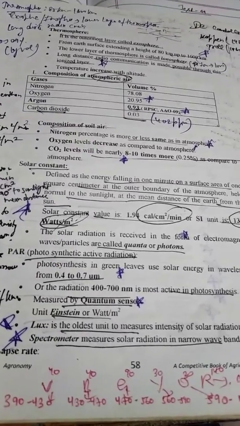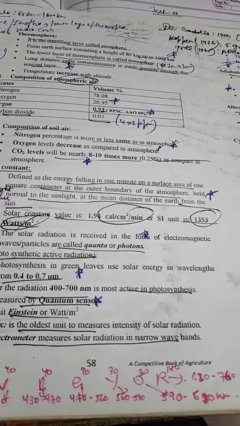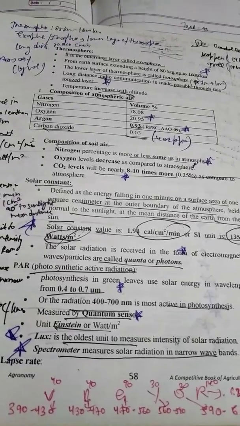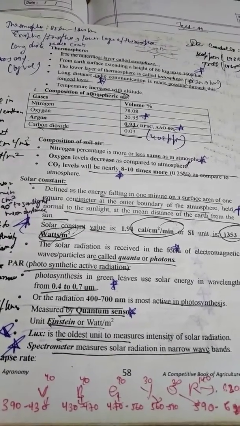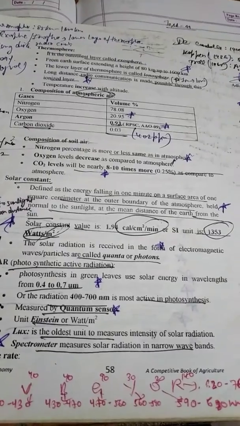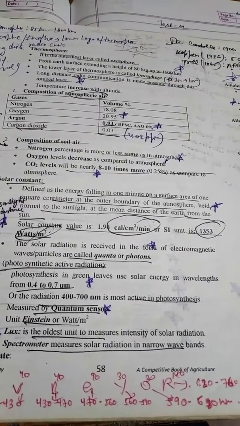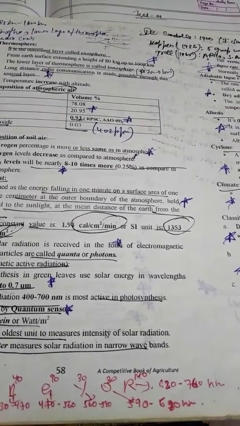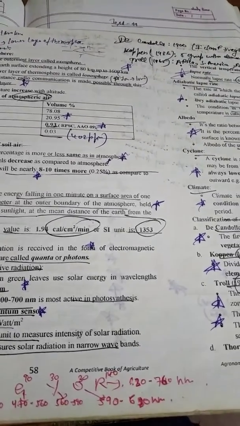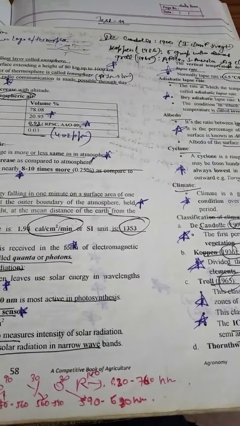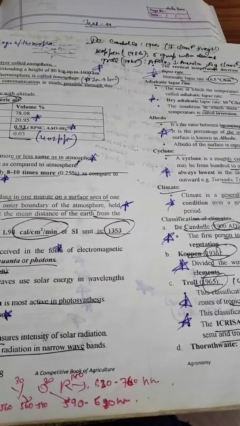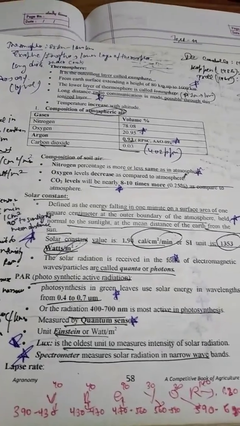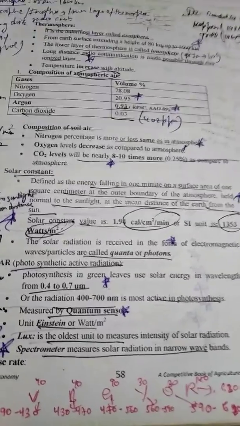Start from 390, add 40, then again add 40, again add 90, then 30, then 30, then 140. So once you start from 390, you will get 390 to 430 if you add 40 to it. Then again add 40 to 430, 430 to 470, then add 90, 470 to 560, then again 30, 560 to 590, again 30, 590 to 620, again 140, 620 plus 140 will be equal to 760 nanometer. So student, these wavelengths of colors are asked sometimes. These are very important. Try to remember them.